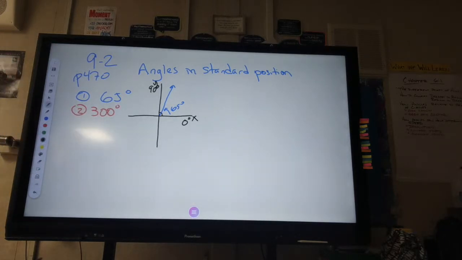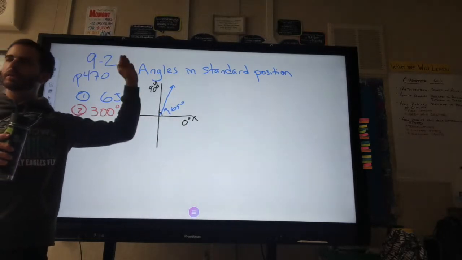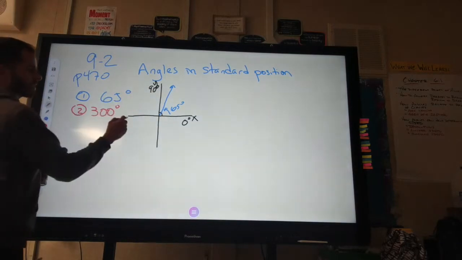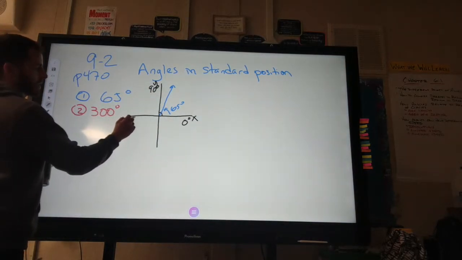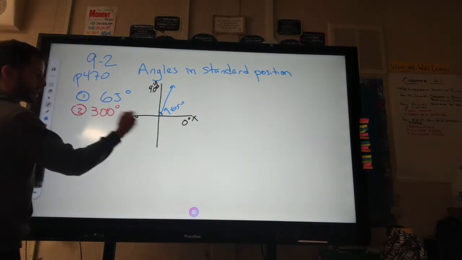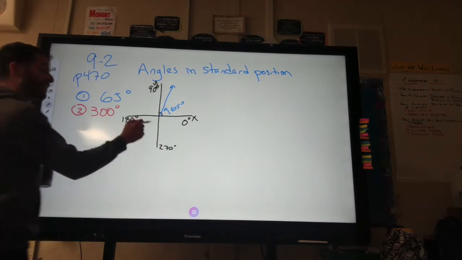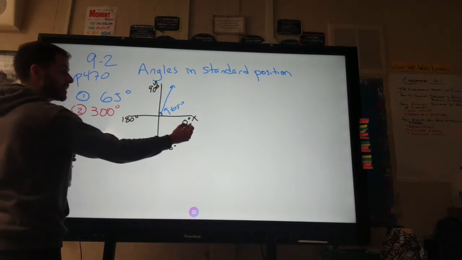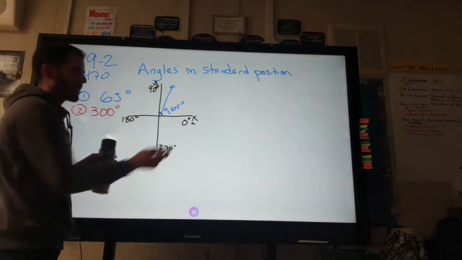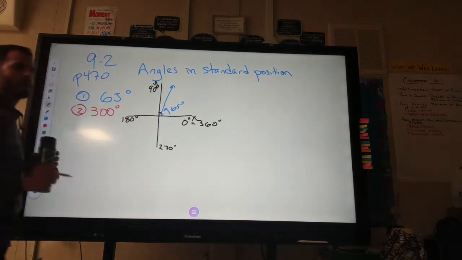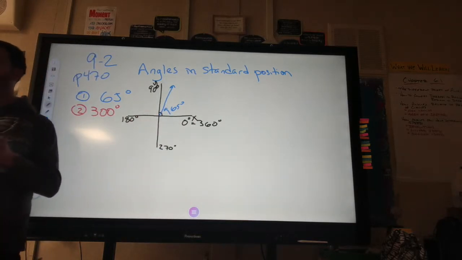So for number 2, 300 degrees. Well, let's go back. This is 0. This is 90. So what's another 90 degrees? 180. Very good. And then another 90 degrees, 18 plus 9 is 27, so 270. And then from 270, another 90 degrees. 0 degrees is also the same as 360, right? A full circle. We went all the way around back to the positive x-axis.